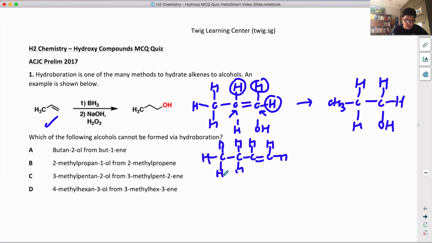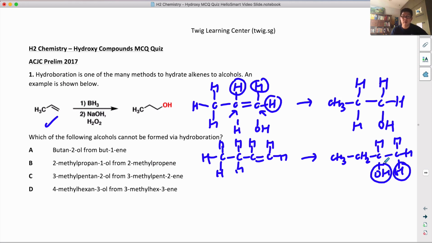And eventually you get butan-2-ol, which is CH3, CH2, and butan-2-ol means the OH here and the H over here. So you put the H here and the OH over here. Looking at this structure, this is actually following Markovnikov's rule, but this mechanism is anti-Markovnikov, so it's just opposite, which means A is wrong. A is wrong because you cannot form it this way, since it follows Markovnikov's rule.